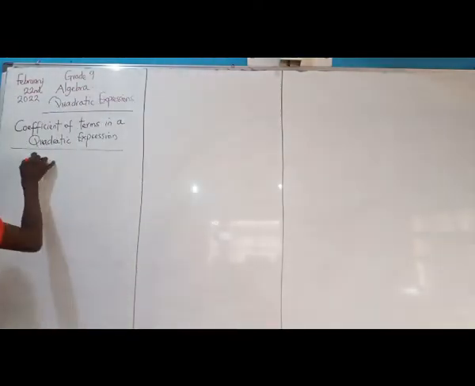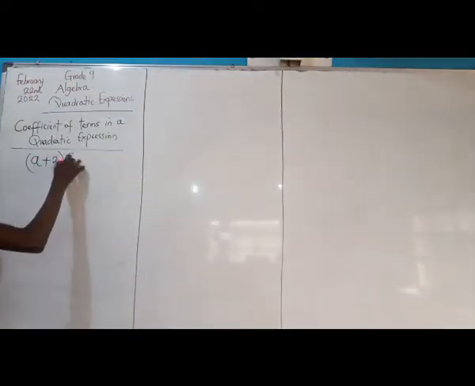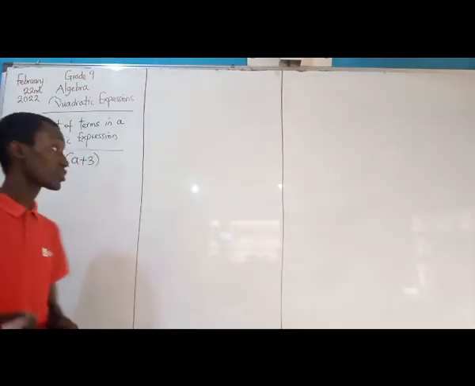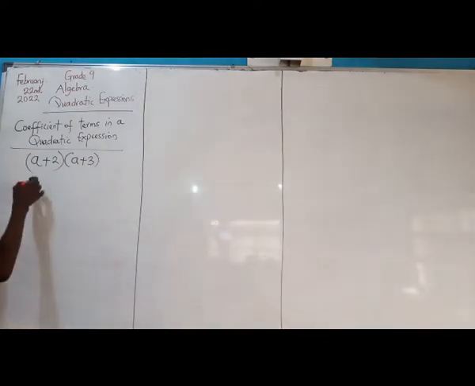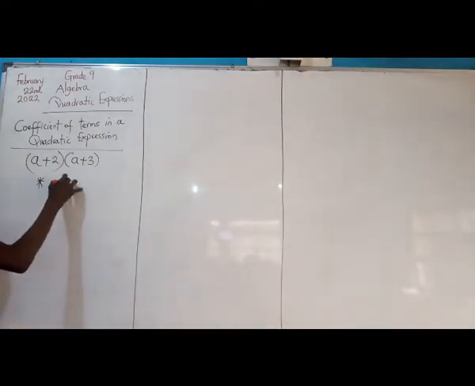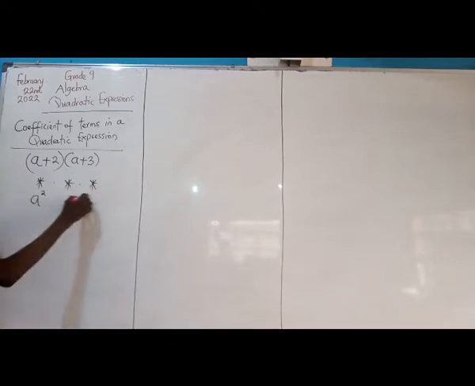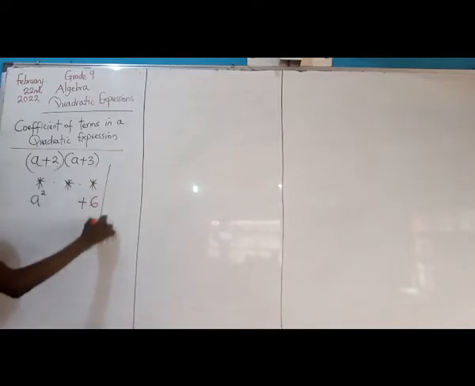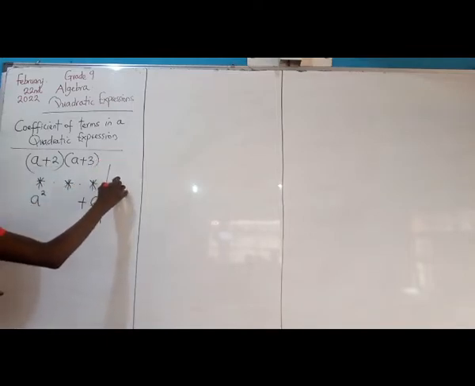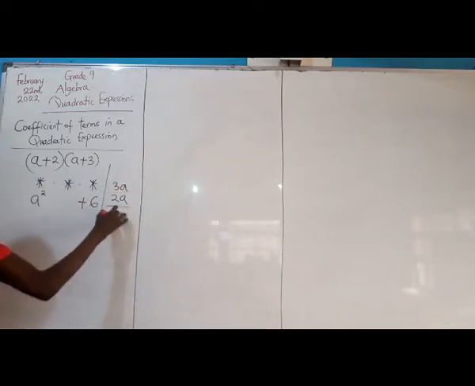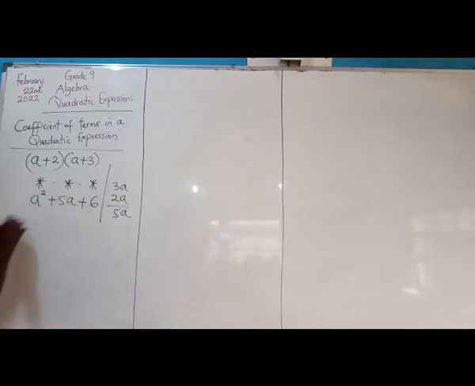Let's assume I have two binomials, a plus 2 into a plus 3, and I want to multiply them. A quick recall of our Starboy no-show technique: I'm going to have a squared plus 6. See what I always do? I roll this line, my Wakanda cross, 3a, 2a, and because they are both positive, I'm going to get 5a, so plus 5a. So a squared plus 5a plus 6 will give you the quadratic that will occur.